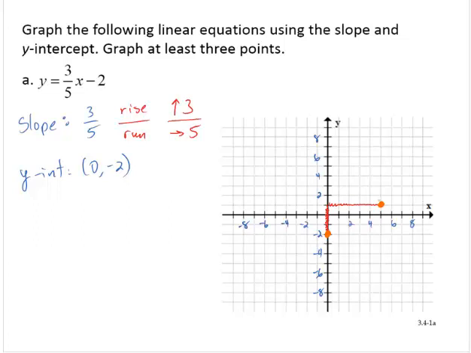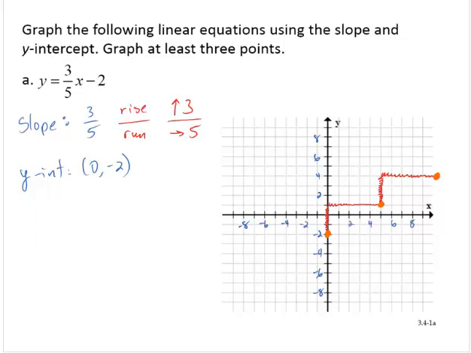Now we're asked to graph at least 3 points. So from that point I've already plotted, which is at (5, 1), I can again rise 3 and run 5 and plot a third point.